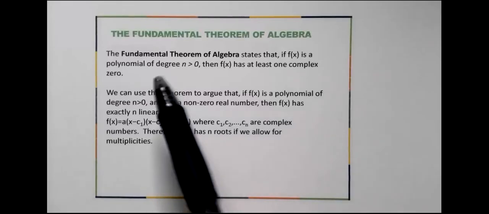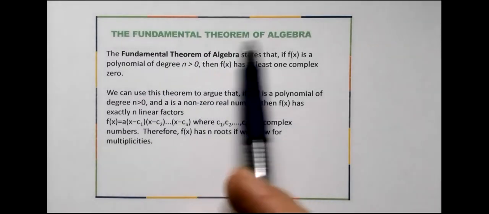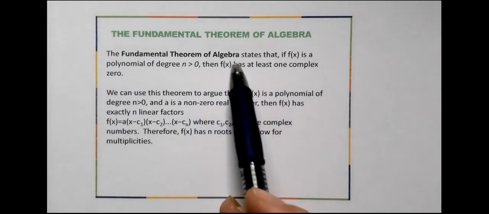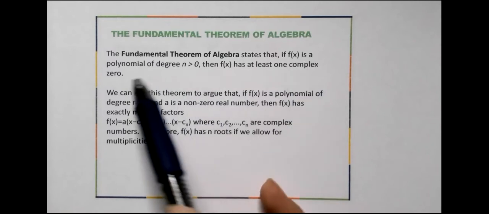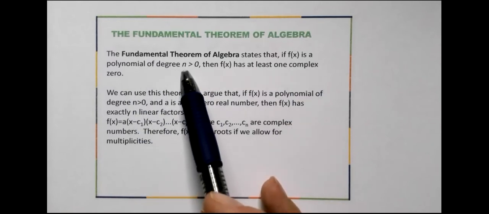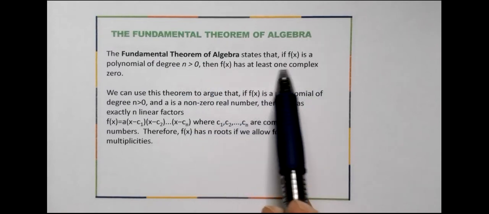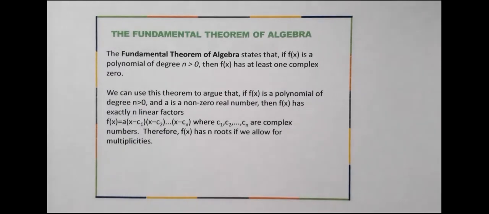In this video, we're talking about the fundamental theorem of algebra. And the fundamental theorem of algebra says that if f of x is a polynomial of degree n, which is 1 or higher, then f of x has at least one complex zero.